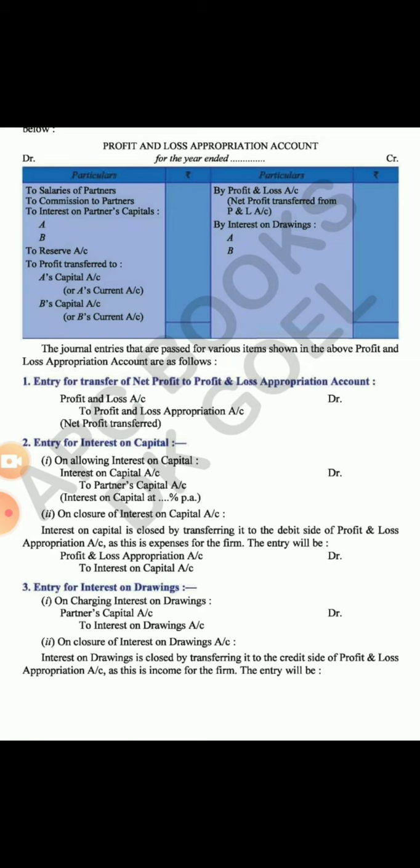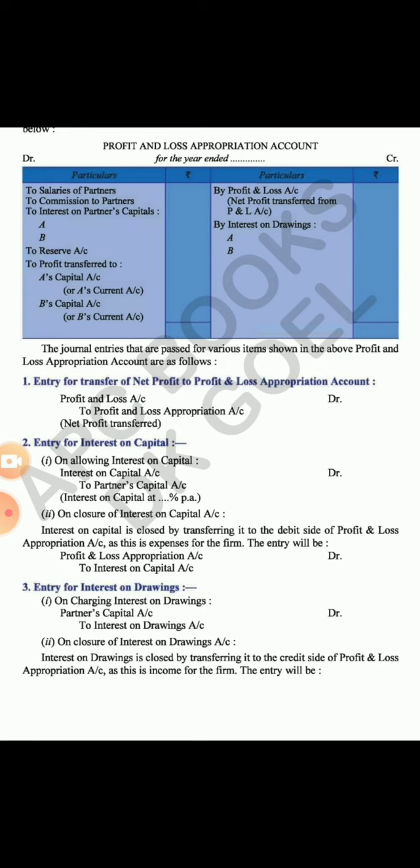Next, we are going to see the entries related to the PL appropriation account. Entry for transferring the net profit to the PL appropriation account: profit and loss account, debit to profit and loss appropriation account. Next, interest on capital. Interest on capital account, debit to partners' capital. This amount will be transferred to partners' capital.